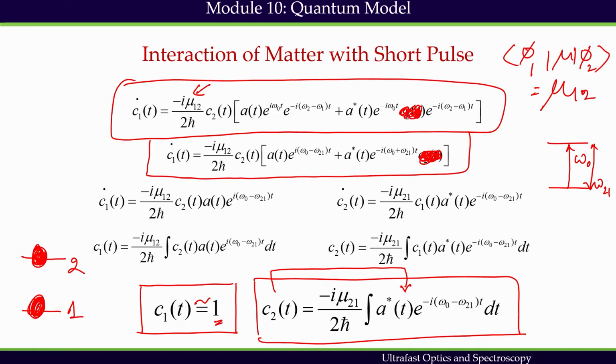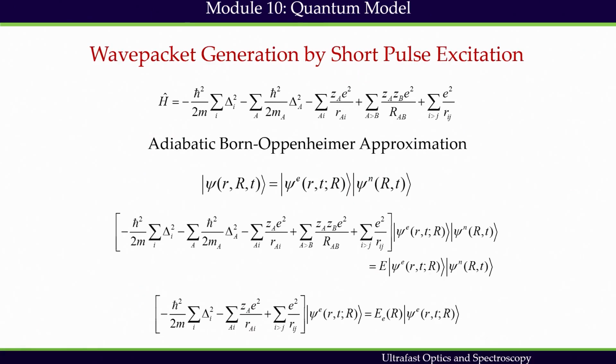So this is a representation of how the population can build up. The population can be built up in the excited state as a function of time due to interaction with the short pulse. Now let's look at the creation of the wave packet.